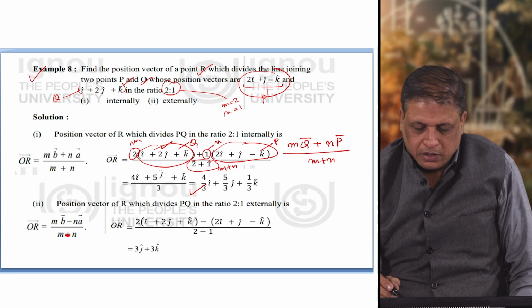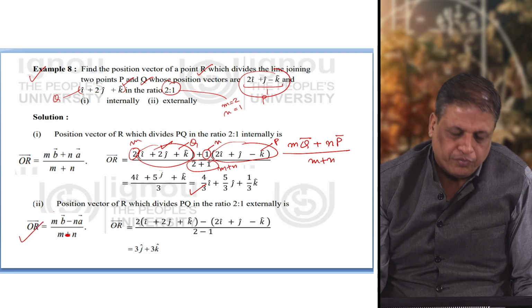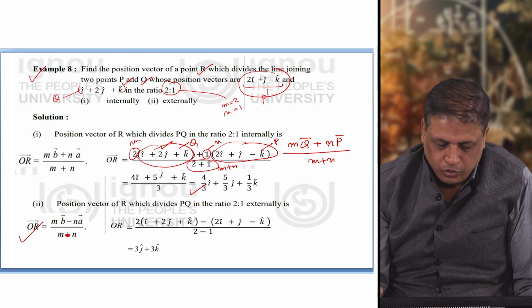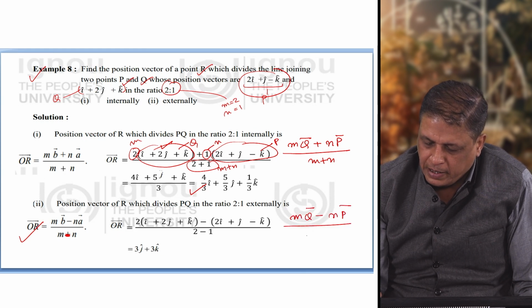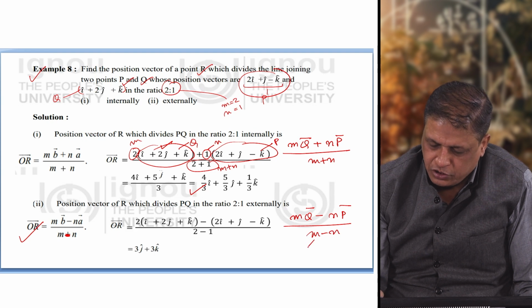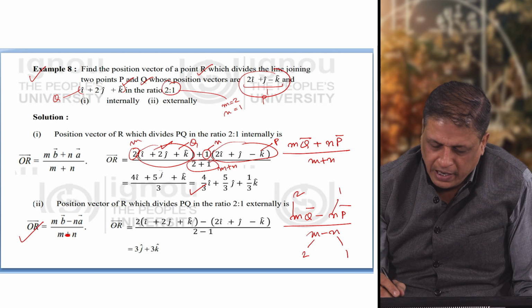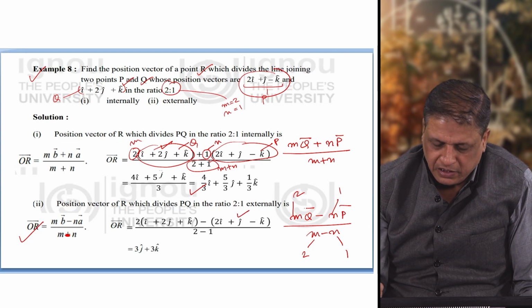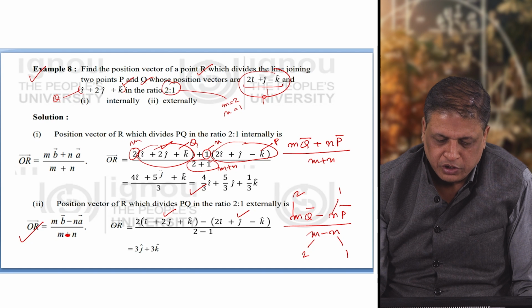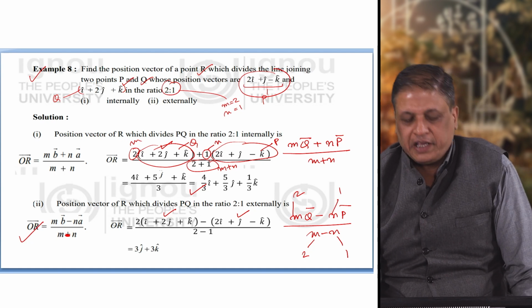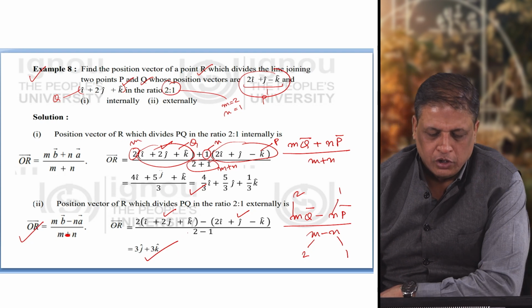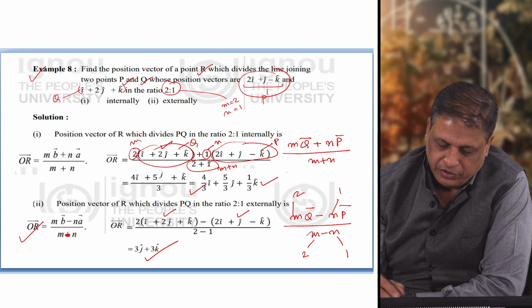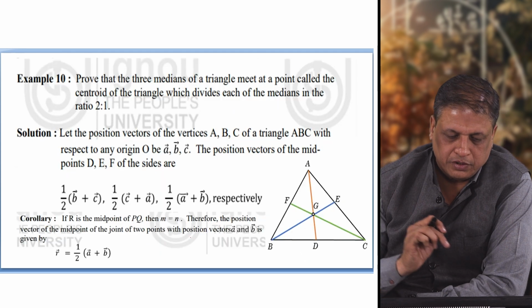Applying the concept for the external division, applying the formula m Q minus n P upon m minus n. What is m? m is 2, n is 1. P is given to you as 2i plus j minus k and Q is given to you as i plus 2j plus k. Separating i, j and k components and solving the equation, you will get the answer 3j plus 3k. So this is the vector for internal division, and this is the vector for the external division.